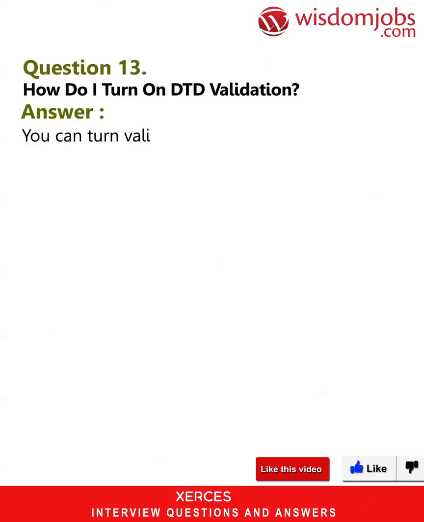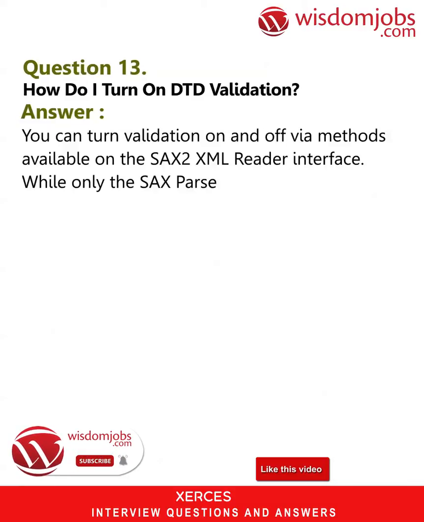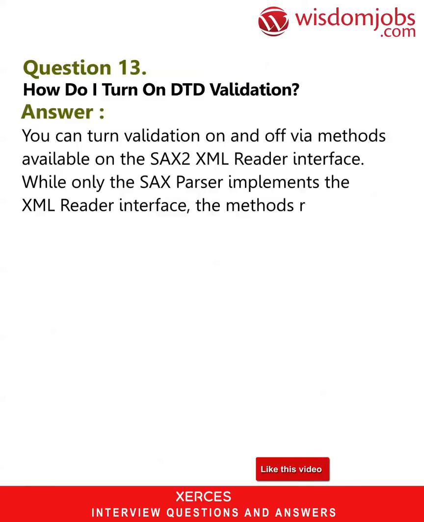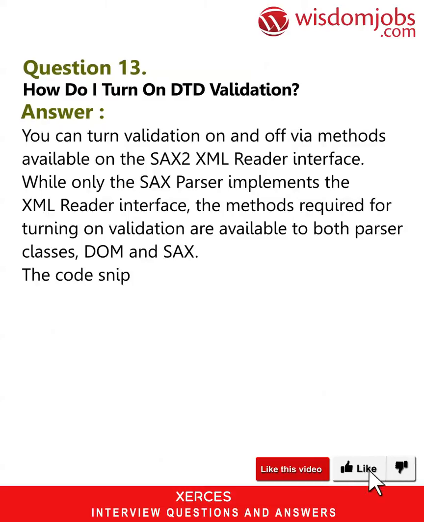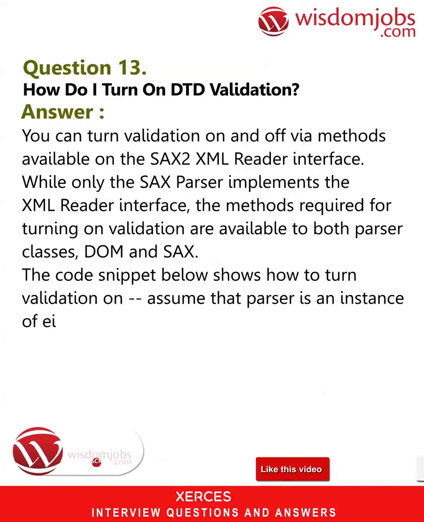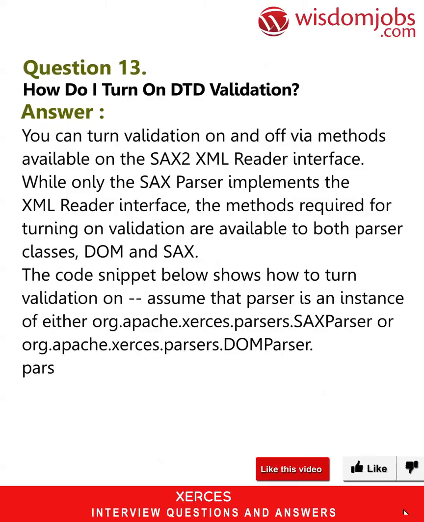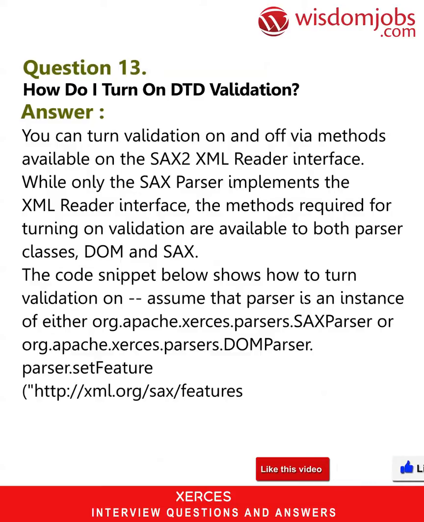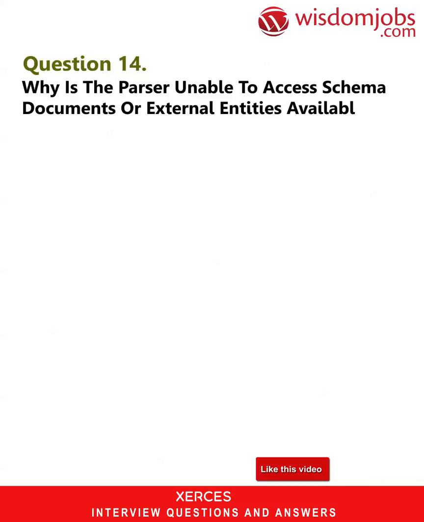Answer. You can turn validation on and off via methods available on the SAX2 XMLReader interface. While only the SAX parser implements the XMLReader interface, the methods required for turning on validation are available to both parser classes, DOM and SAX. The code snippet below shows how to turn validation on. Assume that parser is an instance of either org.apache.xerces.parsers.SAXParser or org.apache.xerces.parsers.DOMParser. parser.setFeature("http://xml.org/sax/feature/validation", true). Question 14. Why is the parser unable to access schema documents or external entities available on the internet?